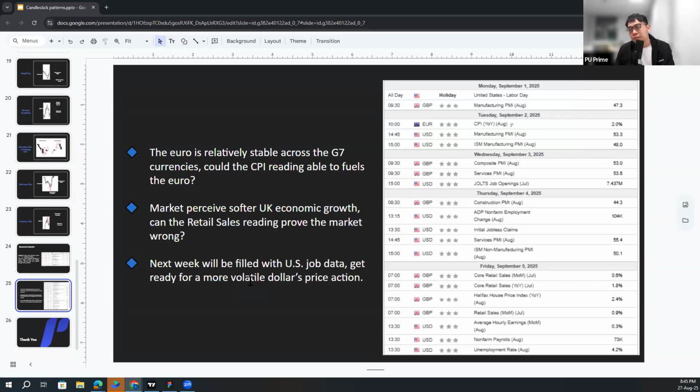Okay, I already anticipate a more fluctuating dollar next week, because we'll be fueled by a lot of US job data, including the ADP non-farm employment change, the initial jobless claims, the non-farm payroll, and also the unemployment rate on Friday.